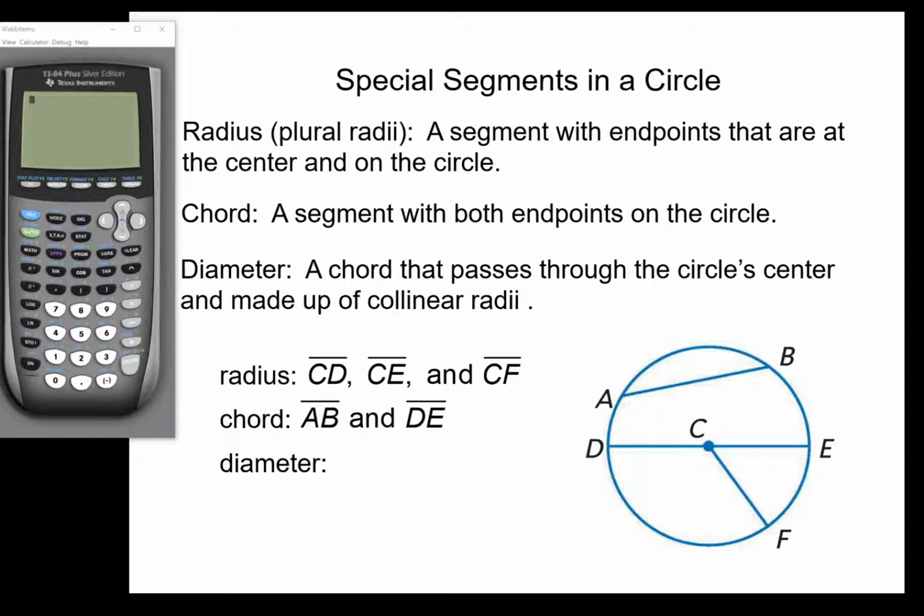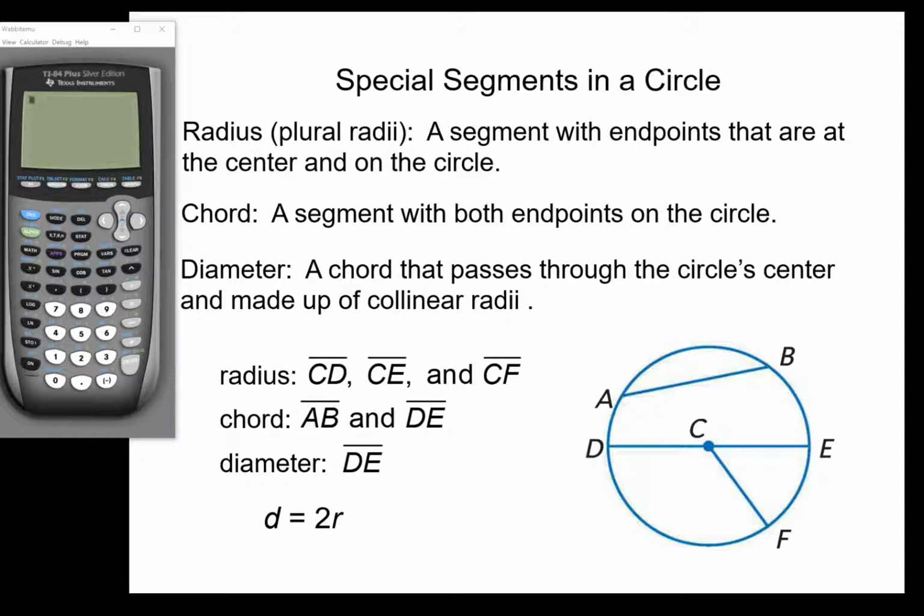Yes, all diameters are chords. Now, we only have one diameter depicted on this picture, and that is DE. And we said the whole thing about collinear radii. Well, the collinear radii, here we've got segment CD and segment CE, which are collinear, forcing DE to be a chord that is also a diameter.